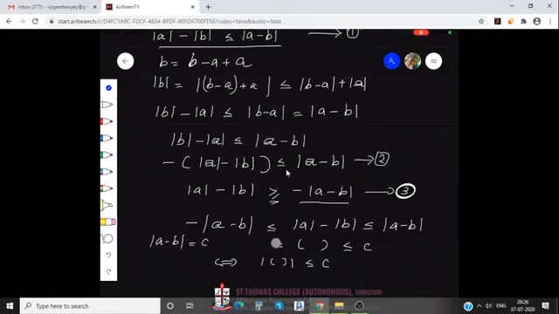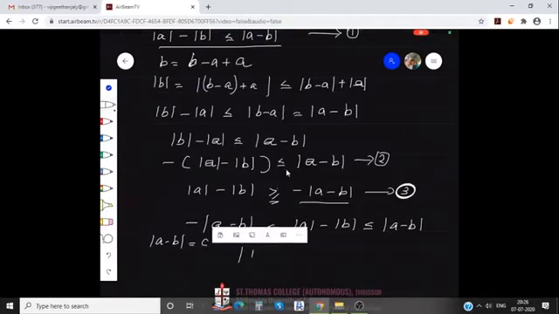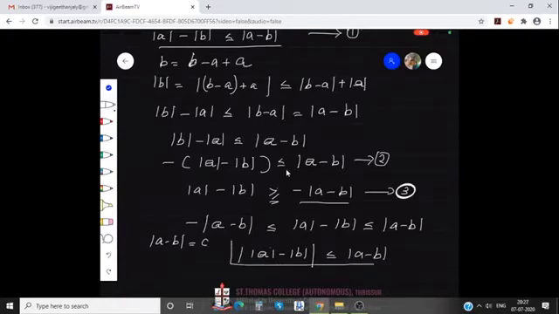So here I can write the absolute value of something, meaning the middle one. The absolute value of A minus the absolute value of B is less than or equal to C, meaning the absolute value of A minus B. This is what we have to prove. This is the first result of our corollary. Now we will prove the second one.